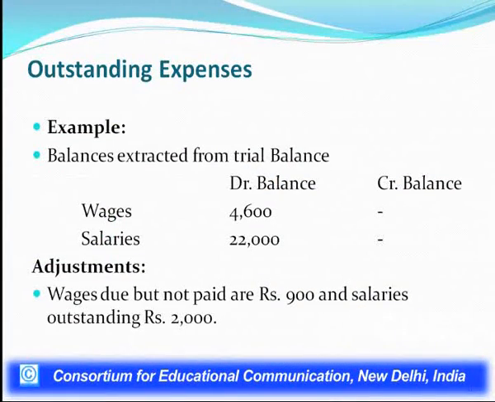before that we will see one example. The trial balance items we have shown here, the two: wages 4,600 and salaries 22,000. Wages due but not paid are 900 and salaries outstanding 2,000. So in the trading account on the debit side, this wages 4,600 plus we will add 900 outstanding wages and total will be 5,500. Similarly, for salaries, profit and loss account debit side salaries 22,000 and then we shall add outstanding salaries 2,000 and the total amount will be 24,000.